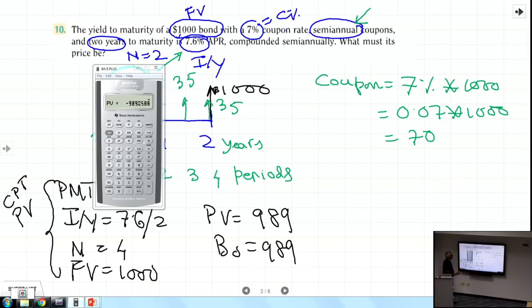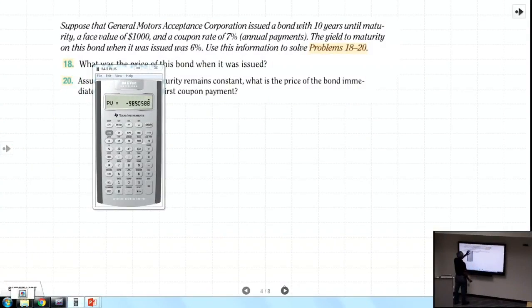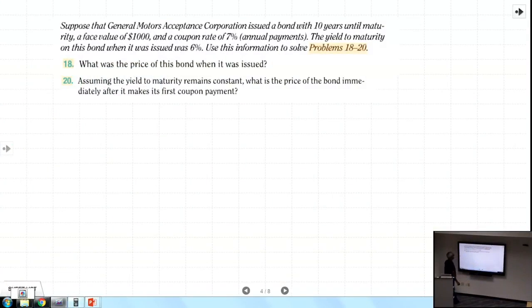Okay. Let's look at another problem over here. GE issued a bond with 10 years until maturity and a face value of 1,000.